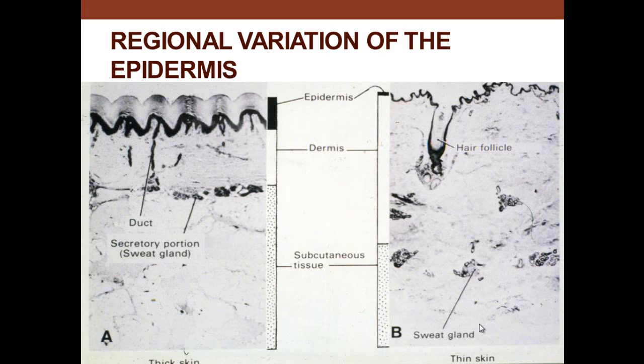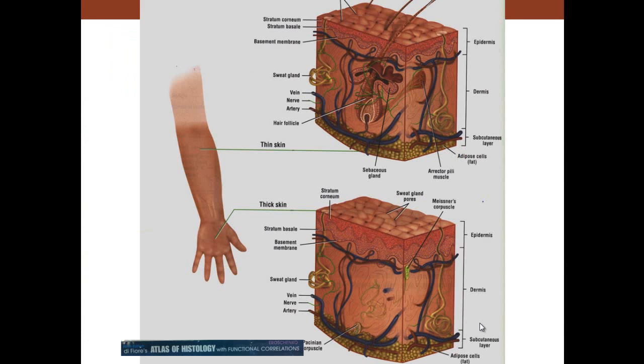Now, the thickness of skin, whether thick skin or thin skin, really depends upon the epidermis. You can have a very thick dermis and still be considered thin skin. For example, the skin around your waist has a very thick subcutaneous layer and hypodermis, and nevertheless it is considered thin skin compared to thick skin. And so we look at the layers.